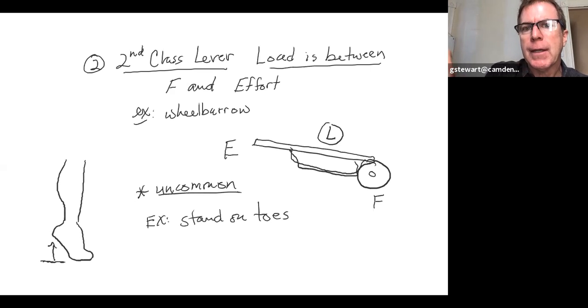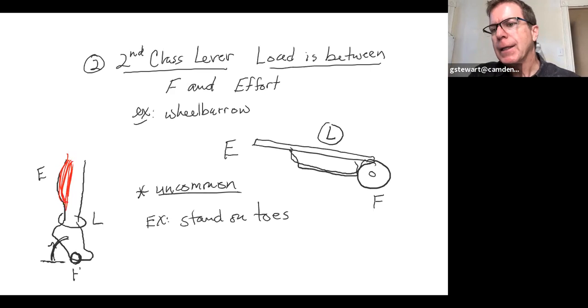The effort is located up here. That's produced by muscle contraction of these muscles in the calf. The load is actually the entire weight of the human body that's centered mostly around the ankle here. And then the fulcrum is the ball of the foot right here that we're actually moving around. So we're moving the heel around this fulcrum point, which is the ball of the foot. That becomes the fulcrum. Last but not least is a third class lever.